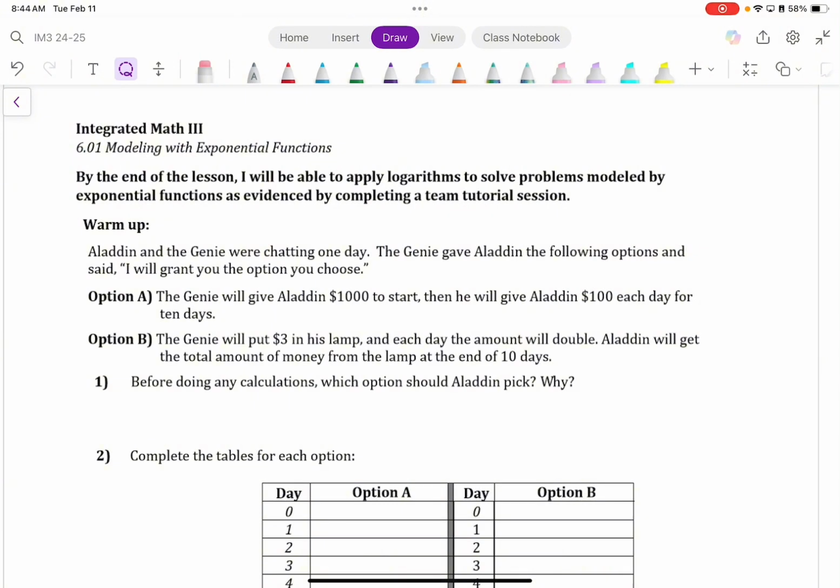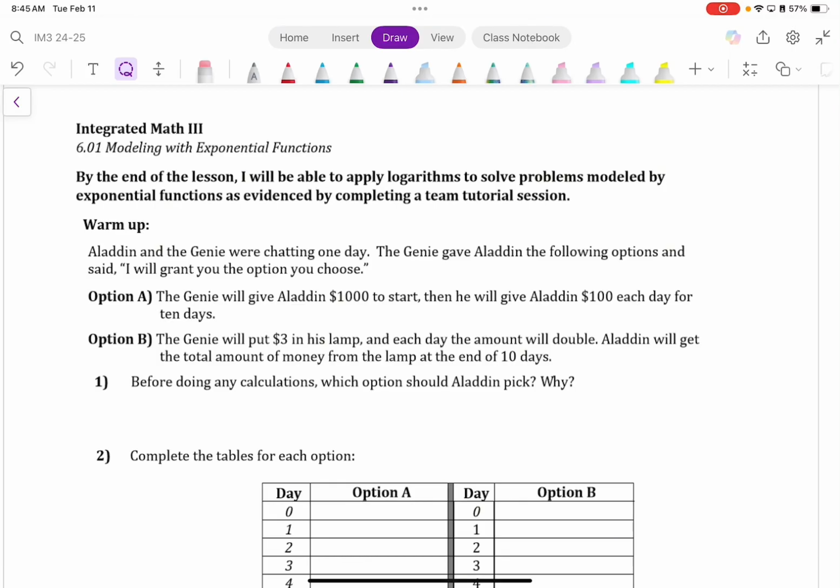I'll repeat it in case you guys were not listening. The genie will give Aladdin $1,000 to start, and then he will give Aladdin $100 each day for the course of 10 days. Or Aladdin has option B. The genie will put $3 in his lamp, and each day the amount will double. Aladdin will get the total amount of money from the lamp at the end of 10 days. So think about the similarities and differences between both options. With both options, you still have the same time frame. It's still 10 days. However, option A, you start with 1,000 and you get 100 each day, whereas option B, you start with 3 and that doubles over 10 days.